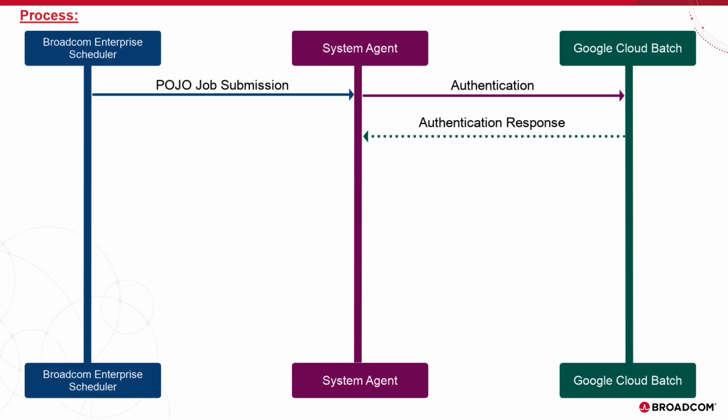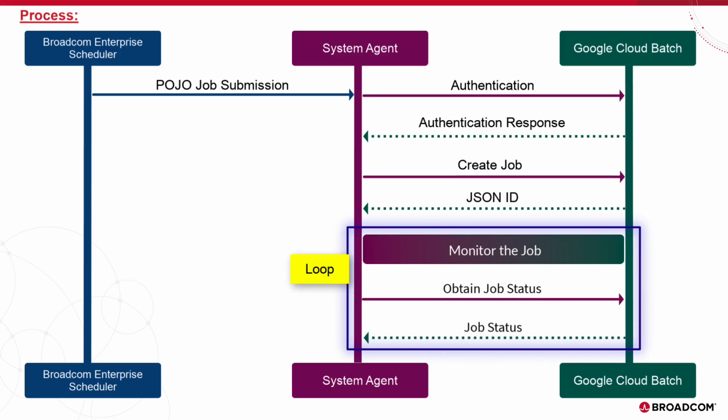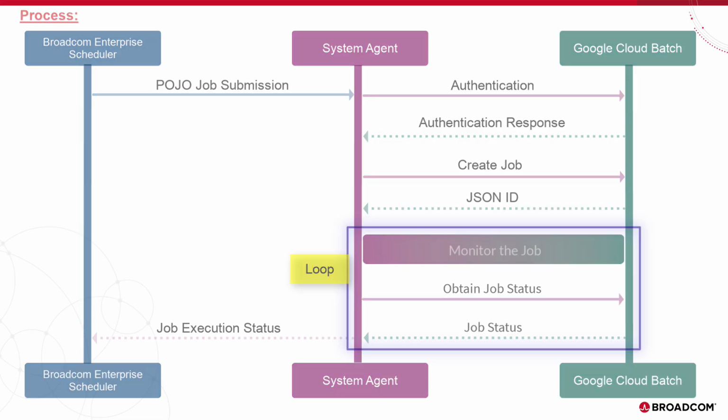Once authenticated, the agent submits the job to the Google Cloud Batch Server as a POST request. The Google Batch Server identifies and executes the matching job. The job execution returns a JSON response which contains the execution details. Both the Google Cloud Batch Server and System Agent then monitor the job until it reaches its final state. Once the final state is obtained from batch, the job status in AutoSys is updated accordingly as either canceled, succeeded, or failed.